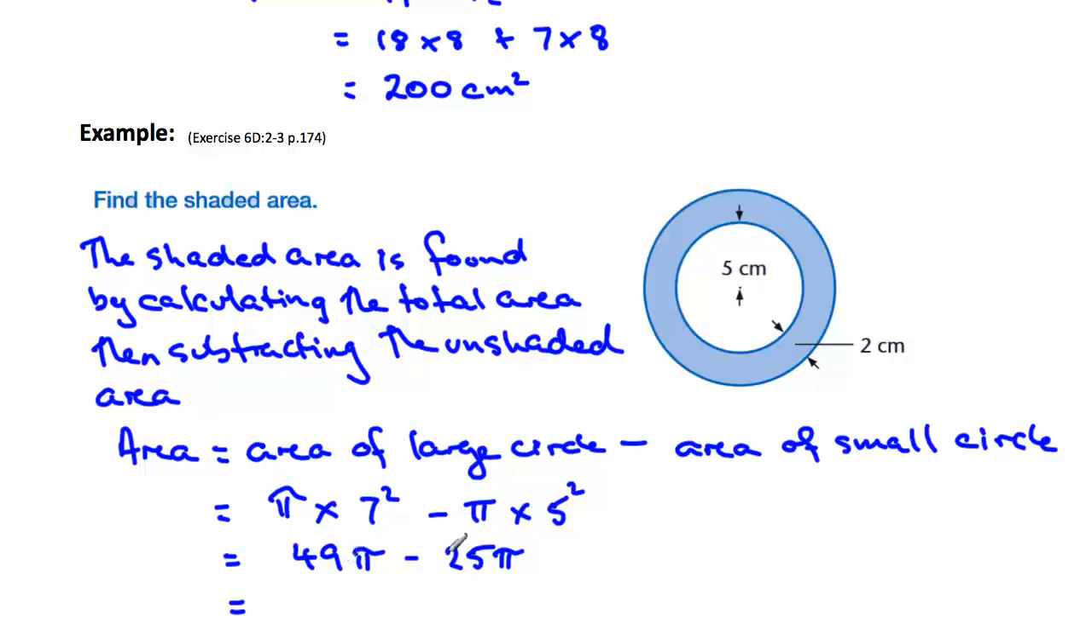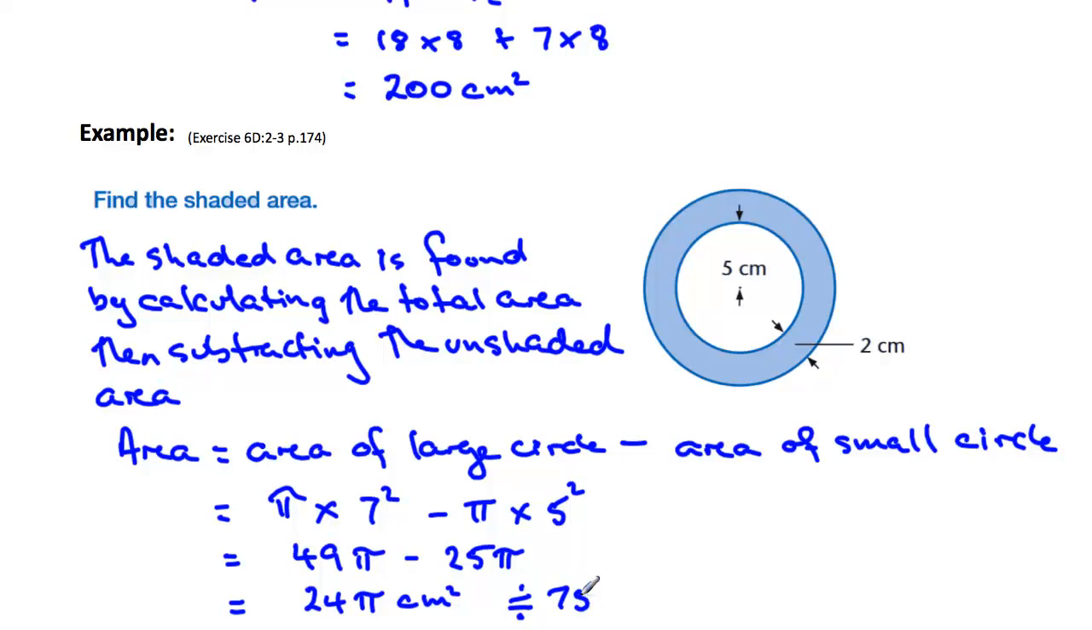Now 49 pi take 25 pi, think about like terms, and you'd end up with 24 pi, and that's centimetres squared. Now that's the exact size of it, but of course we're not going to write it in this case with pi in it, so we're going to use our calculator and we're going to round to 1 decimal or 2 decimal places, let's say.